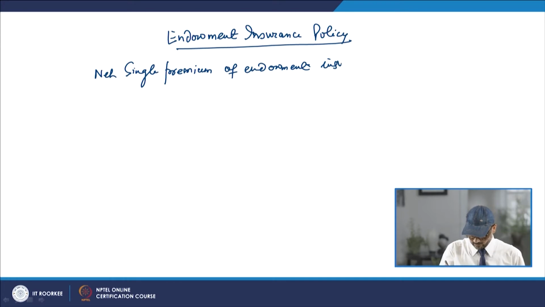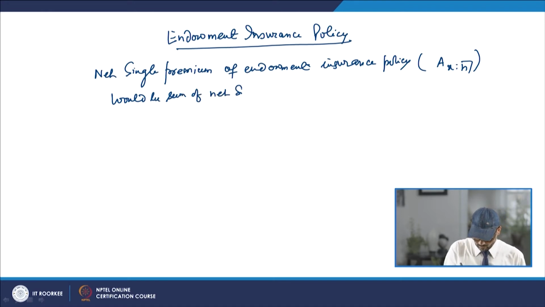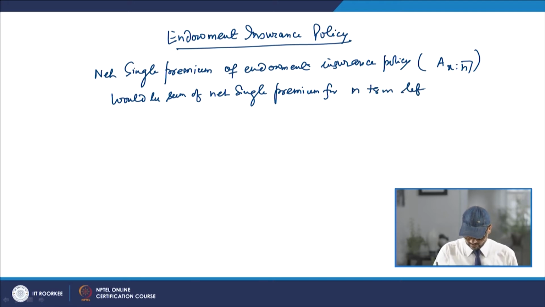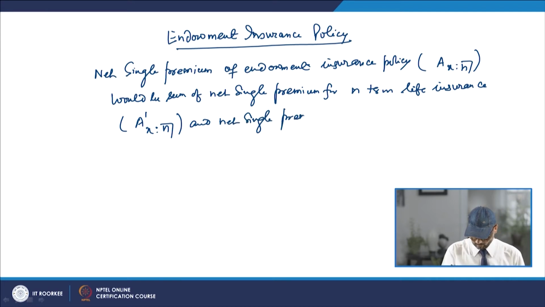So, the net single premium of the endowment insurance policy is basically denoted by A x n, with a 1 put under the n. This will be equal to the sum of the net single premium for n term life insurance, that will be A1 x n, and the net single premium for n term pure endowment.